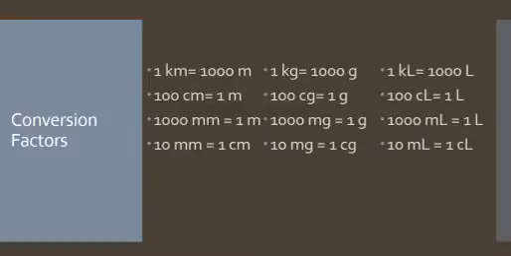100 centimeters equals 1 meter. We all saw this on our meter sticks. There's 1,000 millimeters in 1 meter. So all those tiny little lines on the meter stick are millimeters. And there's 10 millimeters in every 1 centimeter.